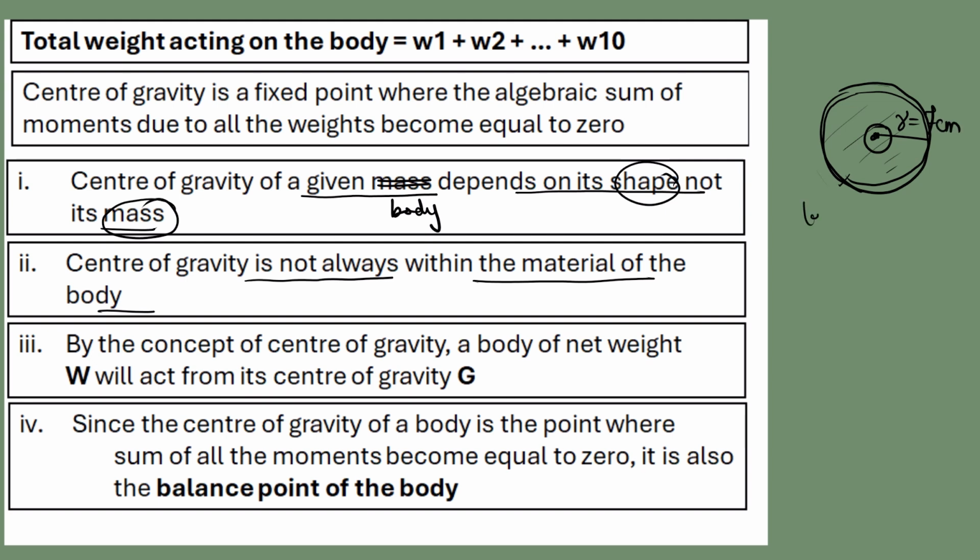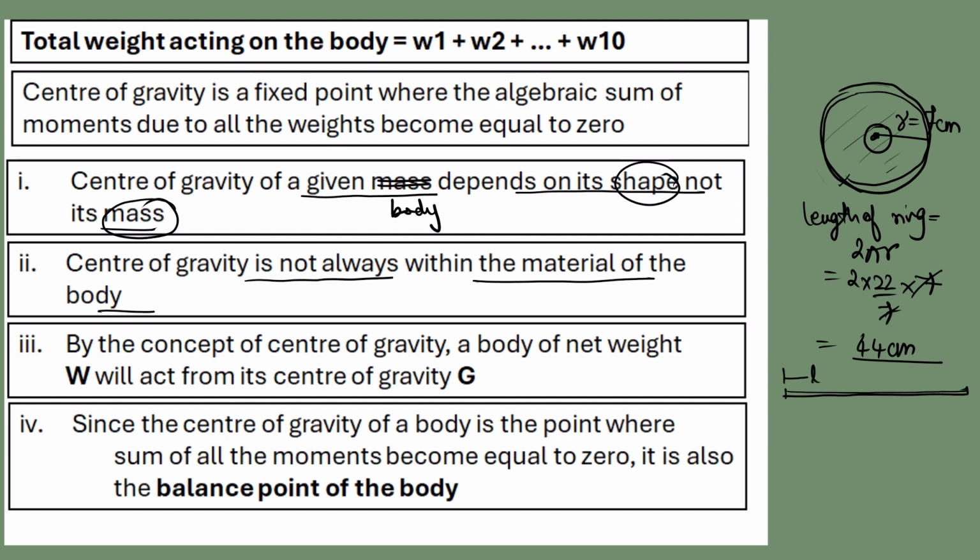Length of the ring will be equal to 2 pi r. That's the circumference, that is 2 into 22 by 7 into 7. That is equal to 44 centimeter, the length of the ring. Correct? So what I did is, I took this ring and I converted it into a straight line, which is a straight rod.